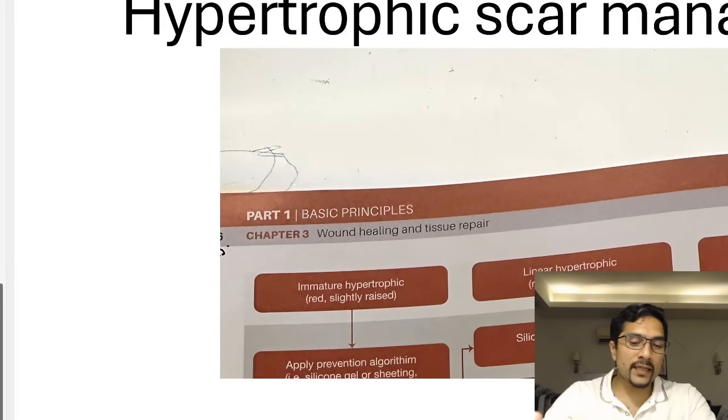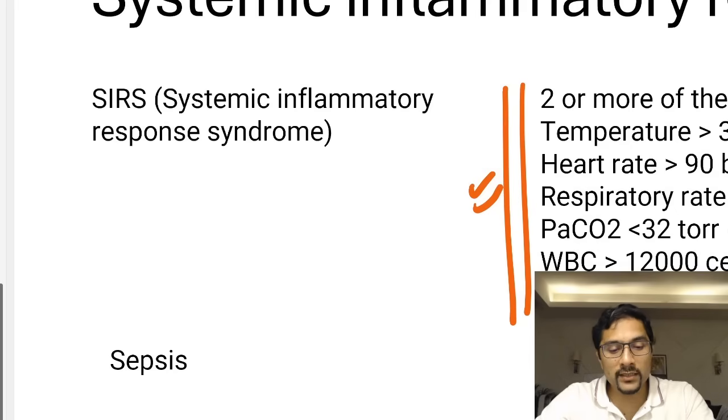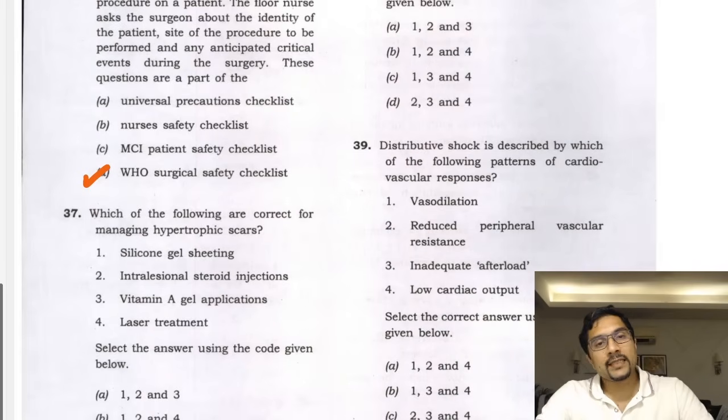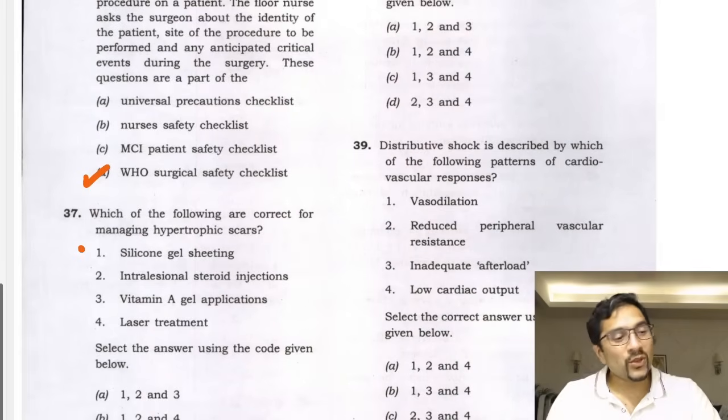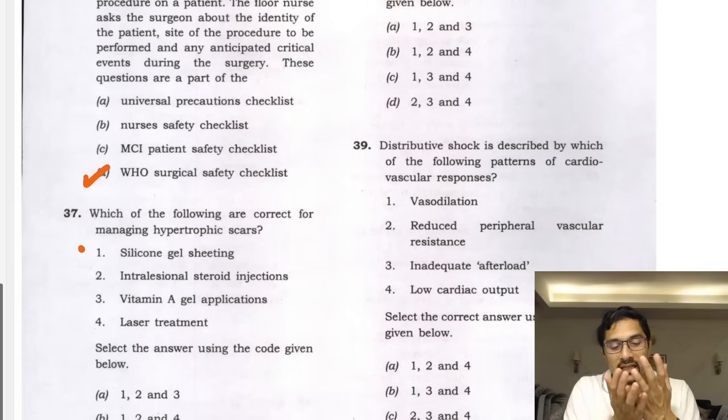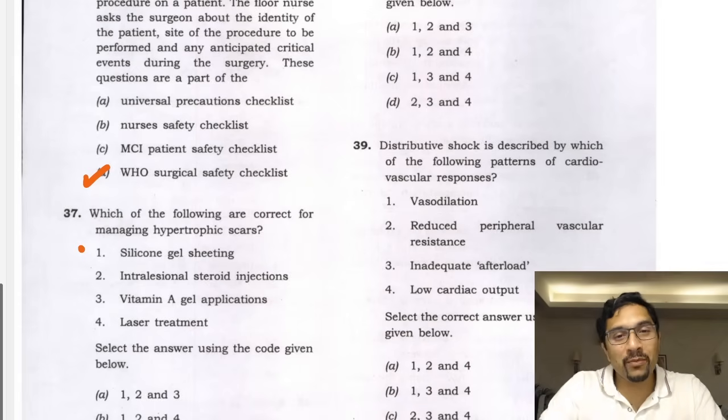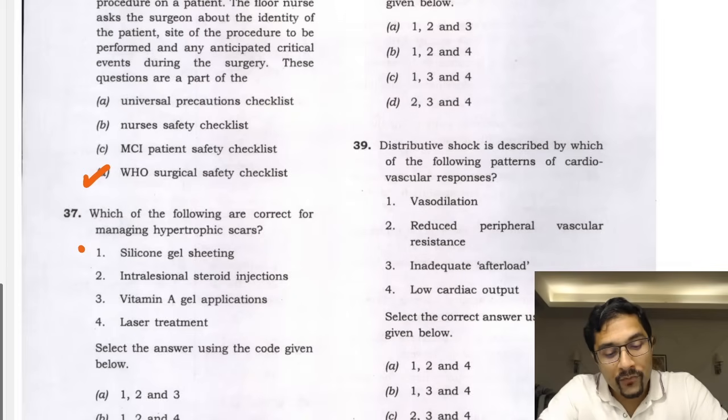Which of the following are correct to manage hypertrophic scars? Now, hypertrophic scars, silicone gel sheeting, and if you remember my lectures, I have told you that I also got a hypertrophic scar after my webbing got split after taking a catch. So I had to put silicone gel sheets at night because it was developing into a hypertrophic scar.